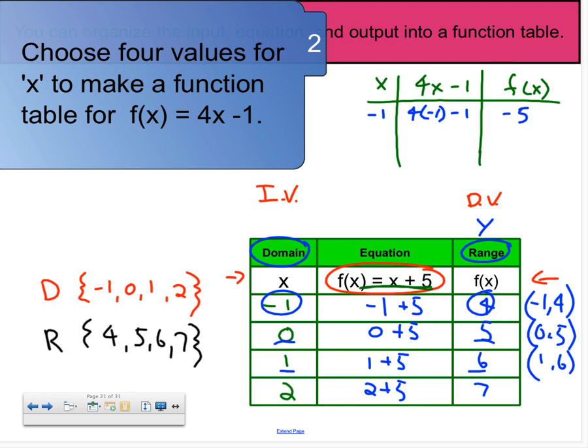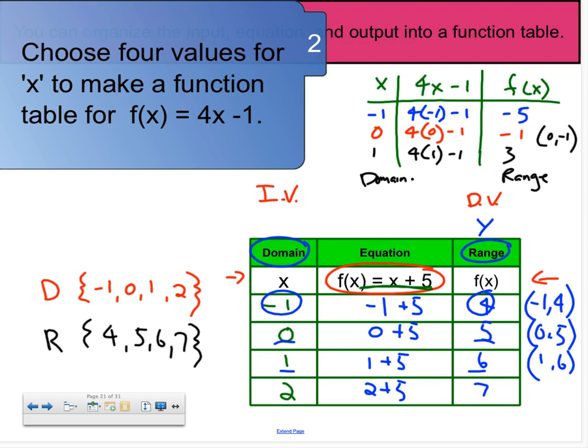If I tried 0, 4 times 0 minus 1, well 4 times 0 is 0, minus 1 would be -1. Let's try one more, let's use 1. 4 times 1 is 4, minus 1 would be 3. All right, and there you have a function table with your domains here and your ranges here, and you would be able to choose any one of these and create a coordinate pair that you could graph.